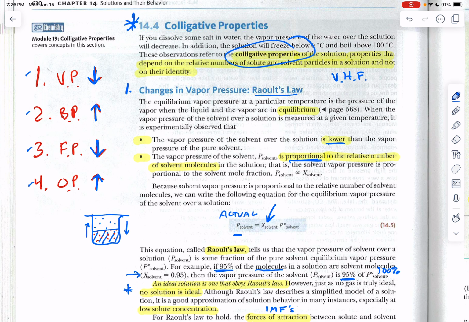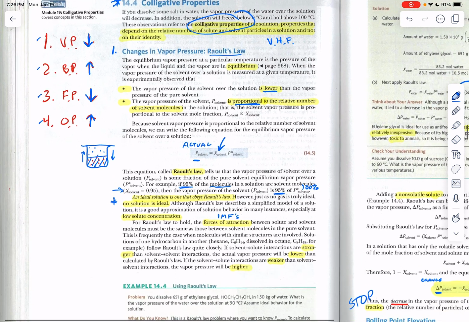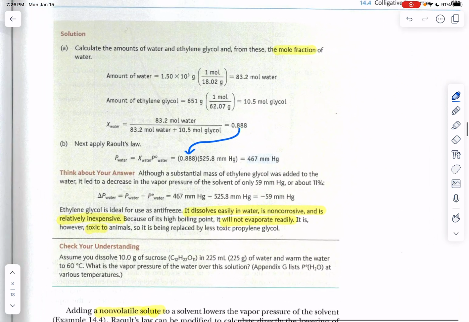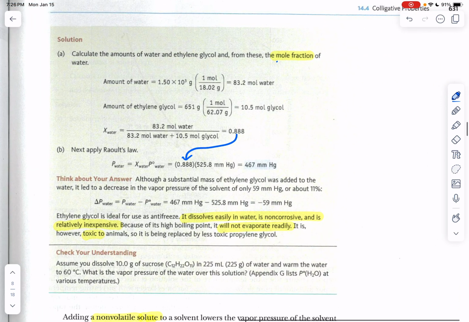And if you have sodium chloride, for example, 10 particles of sodium chloride will become 20 particles of sodium and chloride ions. And that would double the effect, just about, on these colligative properties. But again, we're going to get to that in the next screencast. So when we're doing Raoult's problems, the first thing we want to do is find the mole fraction. And in this case, we need to find our moles of water and our moles of ethylene glycol.